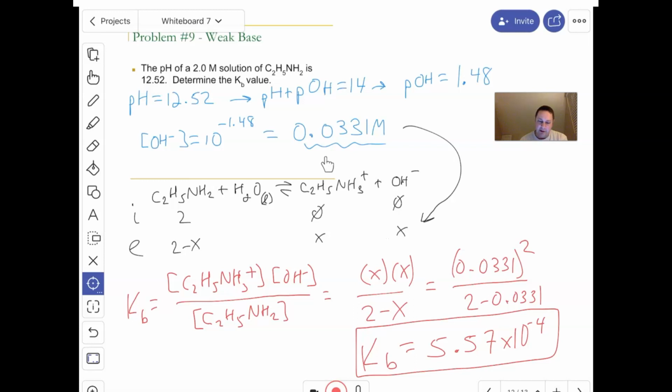Well, I know what hydroxide's concentration is, so that is X right there. All right, so if I set up the equilibrium, it's going to be products over reactants. So there it is. Water doesn't appear down here because it's a liquid. So really, what is this? This is X. Here's X. And then we got 2 minus X for that one. But I know what X is, so I can plug that number in for X and just go ahead and solve for KB. And there is my answer for KB.